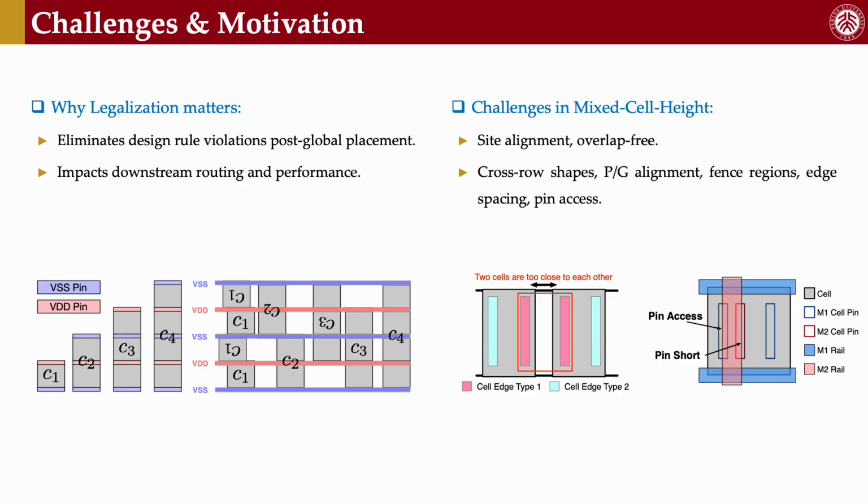Legalization is a crucial step in the design flow, as it eliminates violations after global placement, and it can impact downstream routing and overall performance. In mixed-size circuits, we face several challenges. This includes site alignment, ensuring cells are overlap-free, drawing the cell shapes, power and ground alignment, fence regions, spacing, and pin access. Solving these challenges efficiently is the key motivation behind our research.